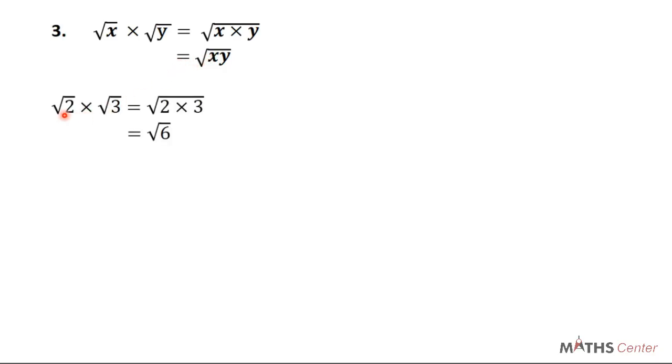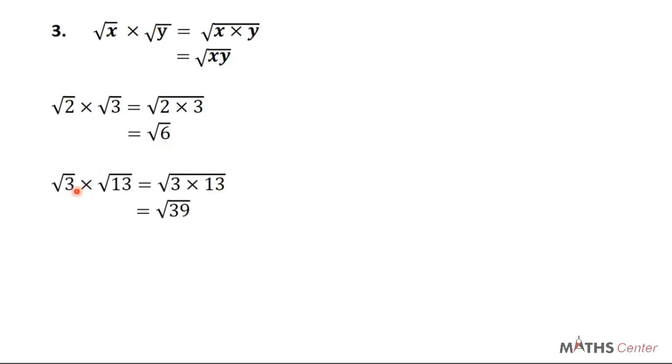Let's take an example. If you have square root of 2 multiplying square root of 3, it is the same as square root of, then you multiply the terms under the square root sign. So 2 times 3, we do that, 2 times 3 is 6. So this is going to give a square root of 6.